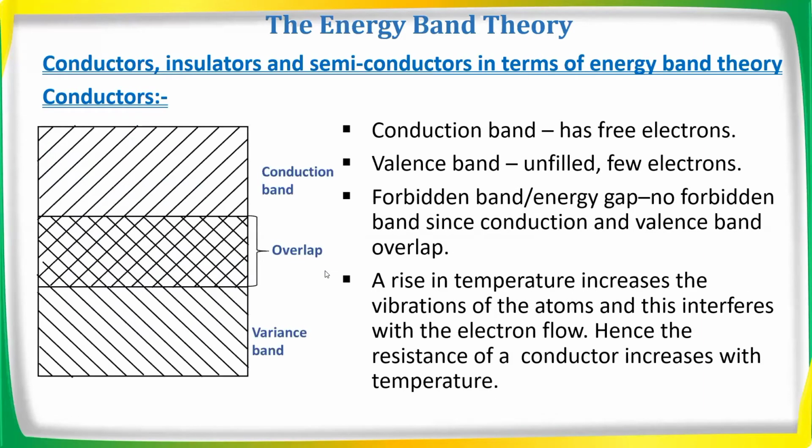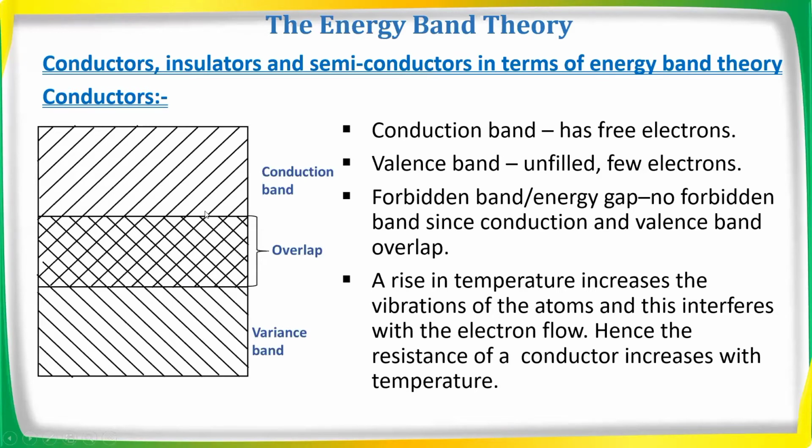Looking at the conductors, they have free electrons. Looking at the conduction band, here we have free electrons. For the valence band, we have very few electrons and they are not filled. This one does not have a forbidden band. You can see the conduction band and the valence band, this is supposed to be valence, not variance. They overlap and it does not have a forbidden gap. It doesn't have any forbidden band since the two of them are overlapping.